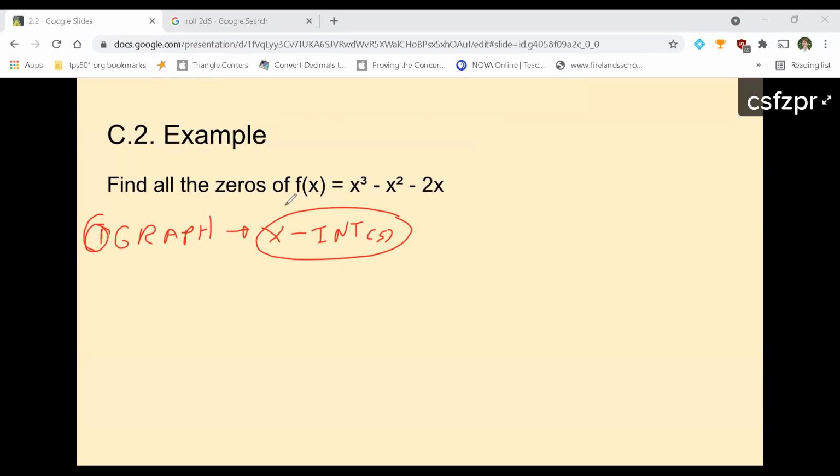To solve this algebraically, what you will need to do is factor it. To factor this, the first thing we're going to look for is our greatest common factor. What do all 3 of my terms have in common? They all have an x. So I can rewrite f of x as x, and then what I would have left is x squared minus x minus 2.